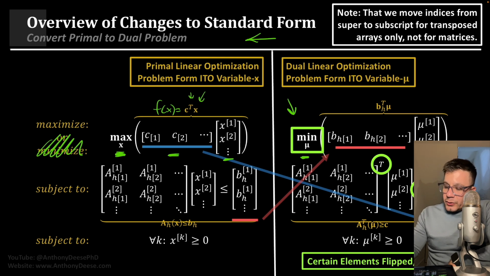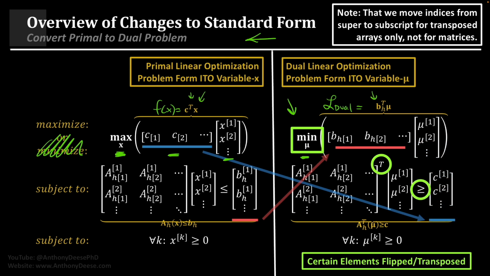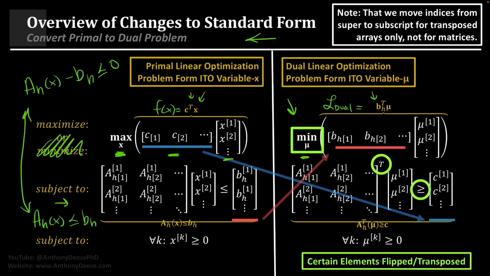And this, our dual Lagrange function, is equal to B sub h transpose times mu. On the left-hand side, we have constraints. Essentially, what it says is A sub h of x must be less than or equal to B sub h. That's the same as what we had previously, where we wrote A sub h of x minus B sub h is less than or equal to 0. So these two are equivalent. Again, A sub h is this matrix, then we have our primal decision array, and then we have B sub h. This also mimics the form that I hand drew when I was showing the sizes of these matrices.